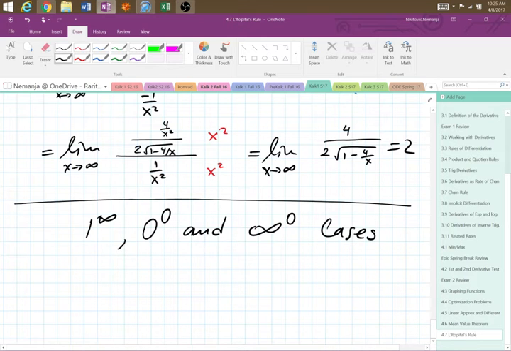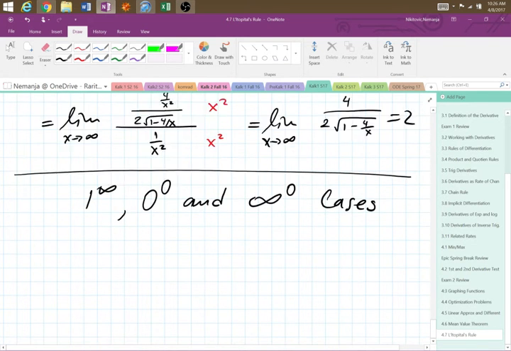0 raised to any exponent is 0, and any exponent raised to 0 is 1. But 1 is not the same as 0, so which one wins? Depends on the function. And then you also have infinity raised to 0. Is the answer 0? Is the answer 1? Or anything in between, right? So all of these problems are solved the same way.